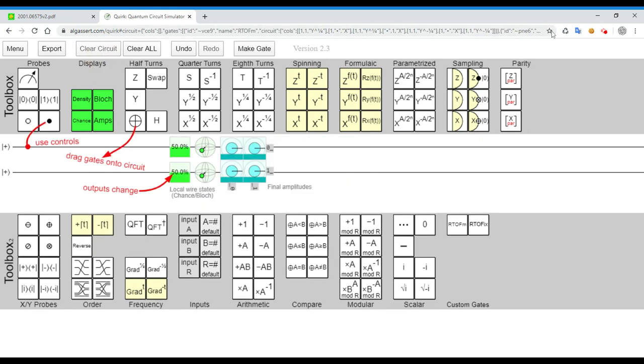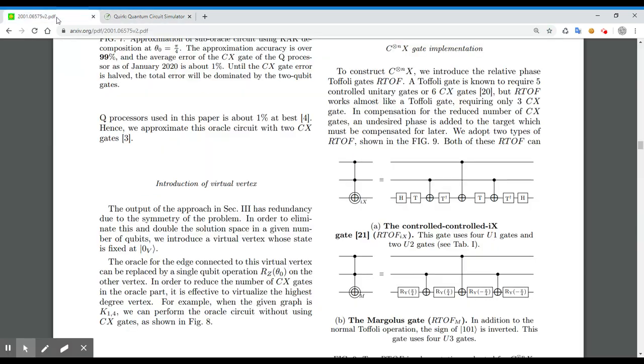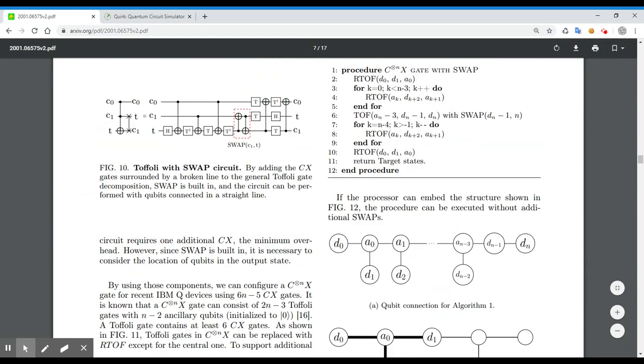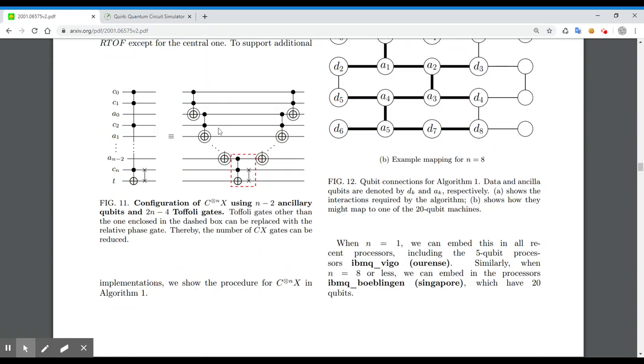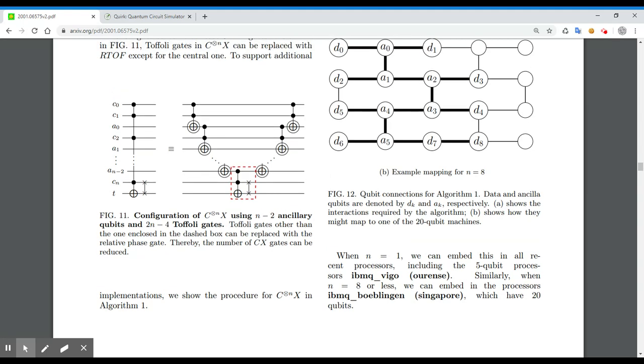Clear circuit, and let me bookmark this. I'll call it RTOFs. I know I have those things kind of saved in here. And what I wanted to do is basically implement, using those gates, this in here.